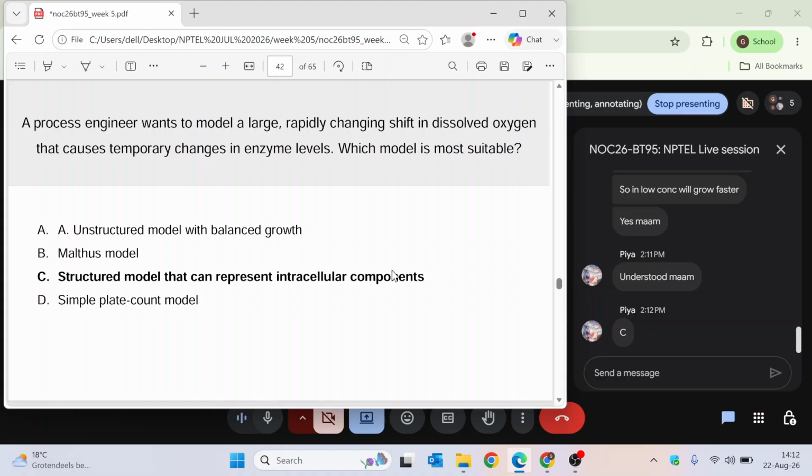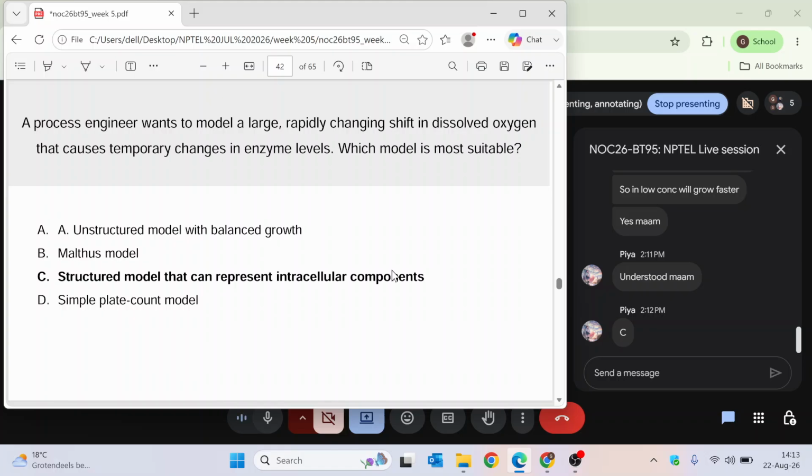So, when we talk about changes in enzymatic level, it means it is more of an intracellular component based change. Your unstructured model is going to consider your cell as a single entity. Therefore, you cannot model for the internal composition. But we want to model only the change in enzyme level. So it's not an unstructured model.